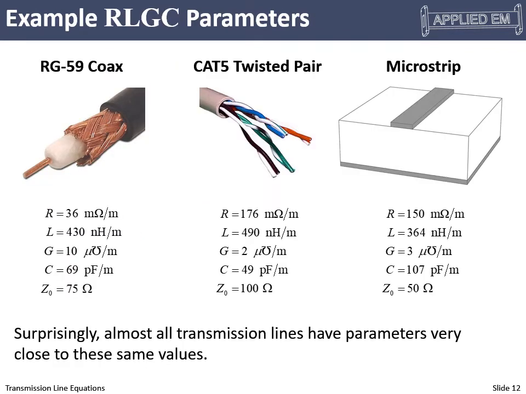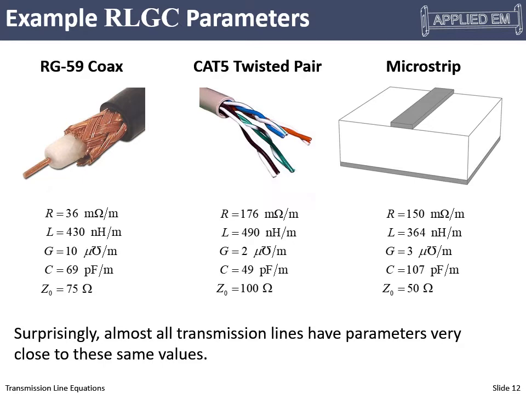Just some examples of these different RLGC parameters for different transmission lines. We have the old RG59 coax cables that used to deliver television signals to our televisions. And notice we have a distributed resistance, 36 milliohms, distributed inductance, 430 nanohenries, conductance, 10 microohms, capacitance, 69 picofarads. Impedance is something we'll talk about later, but about 75 ohms.